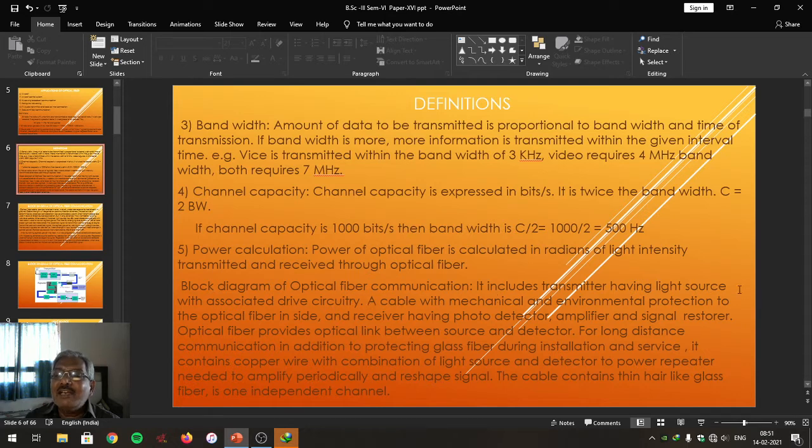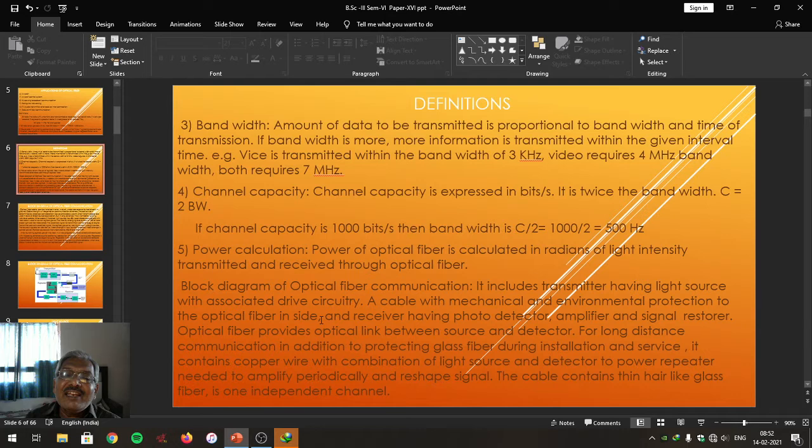Then a cable with mechanical and environmental protection to the optical fiber inside is the second part of the block diagram. Means a cable that connects the light source and the receiver, which has full mechanical and environmental protection, because the optical fibers are very, very thin. They may be located anywhere in the atmosphere. They may get damaged, and that's why mechanical and environmental protection must be provided. That's why optical fibers are encapsulated within the buffer. So including that buffer and internally the fibers is called as optical fiber cable.